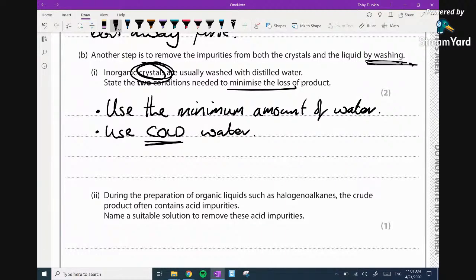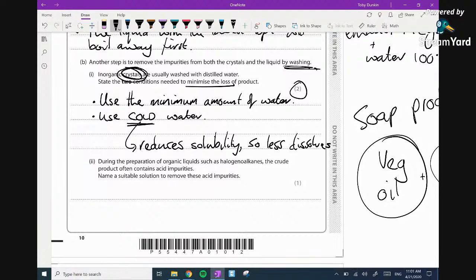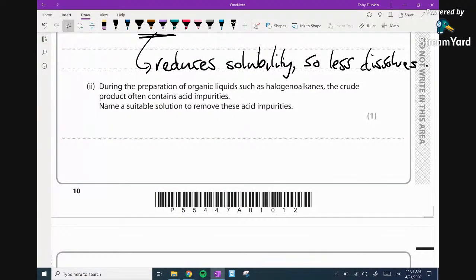Now, the reason why we use cold water, if that was a 4-mark question and they asked you to explain it, you're going to say because cold water reduces solubility, so you lose less. So less dissolves and washes away.